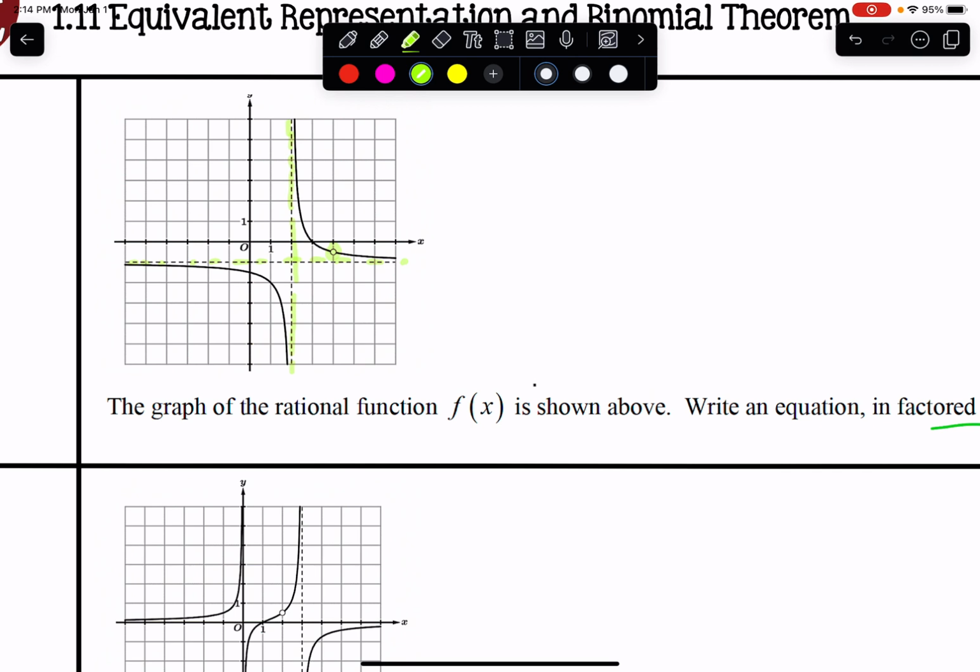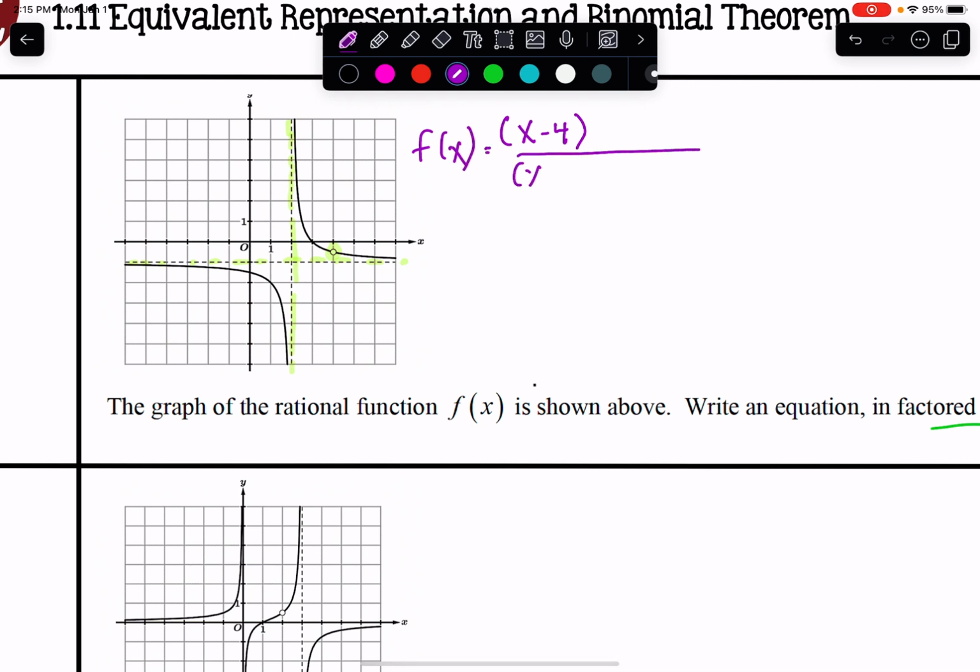It first tells us that we have a hole at, 1, 2, 3, 4, at 4, so we must have an x minus 4 on the top of our graph. Let's put f of x equals, and 1 on the bottom. They would cross out and give you the hole. Now we also have left over a vertical asymptote at 2, so we have to have x minus 2 in the denominator.